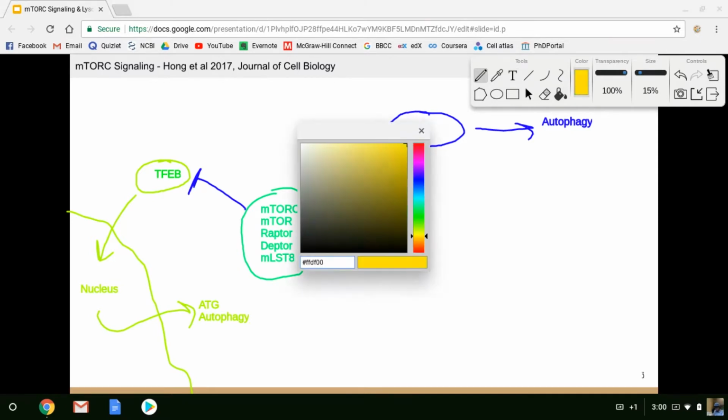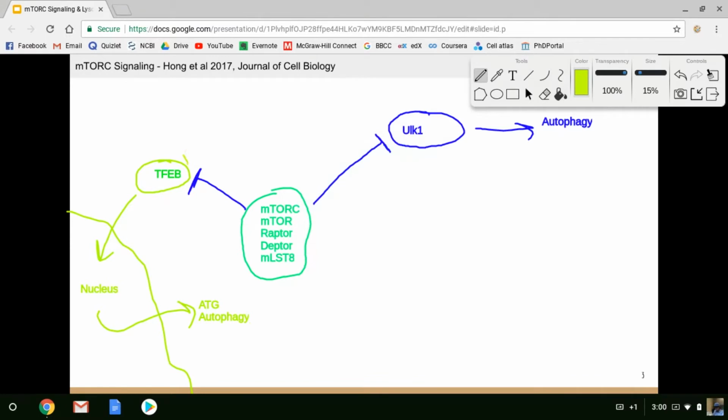And specifically, mTORC does this by placing a little phosphate, and this recruits this inhibitory 14-3-3 protein that binds and inhibits TFEB. So technically, mTORC phosphorylates, and that recruits this 14-3-3 protein. It's a serine threonine binding protein that will bind to TFEB and basically cover up its nuclear localization signal and prevent TFEB from entering the nucleus.